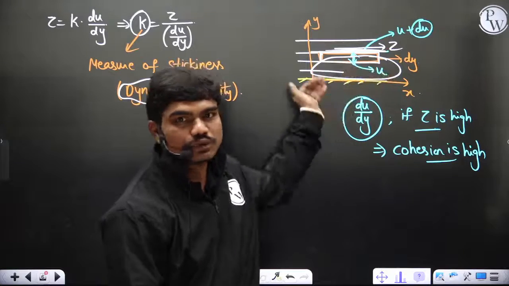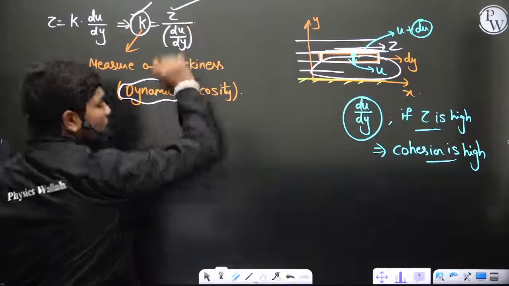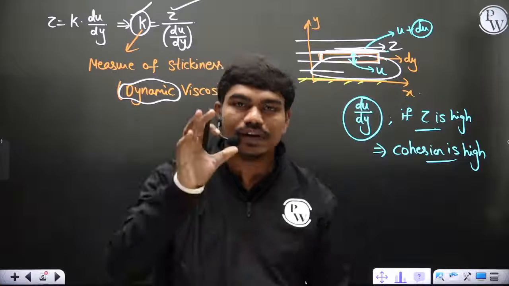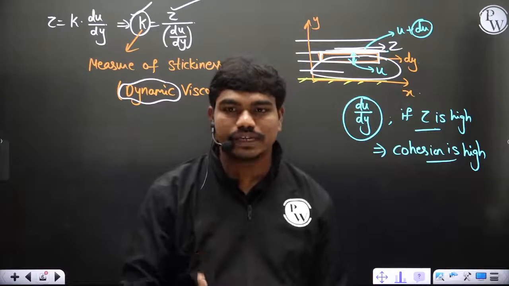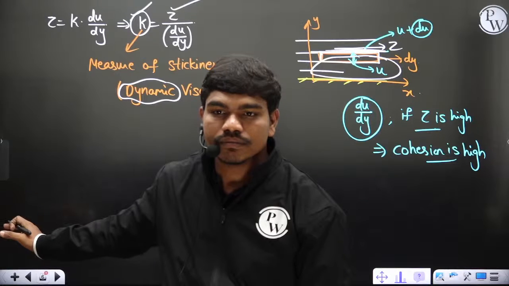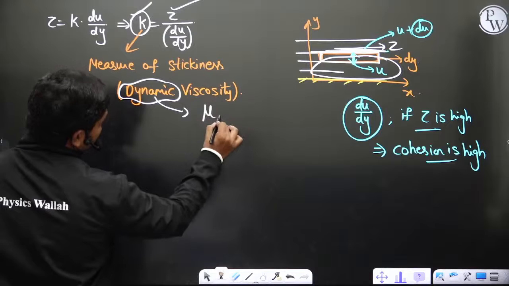But now when you try to move these layers, then this constant K, this shear stress tau comes into picture. Whenever the fluid is in dynamic condition, only in that particular case can you feel this property, and this is called dynamic viscosity. Generally it is denoted with the symbol mu.